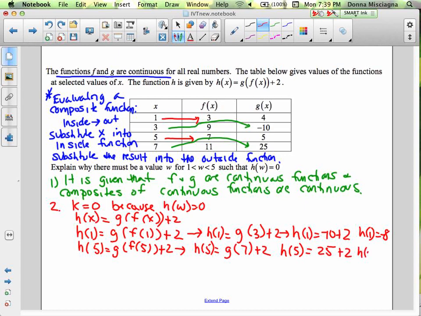So h of 5 is 27. All right, so let's look at our directions here. Explain why there must be a value. It didn't ask us to find that value. We just have to explain why there must be a value. And we're going to do that right now.